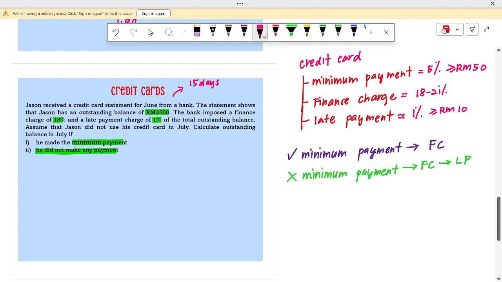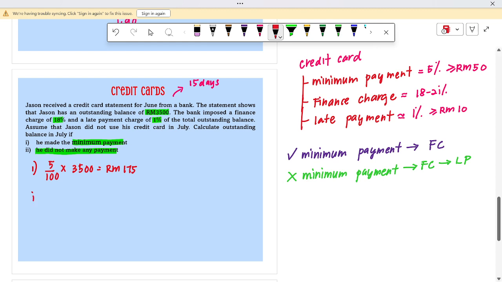So I forgot to add the timeline. So I'm adding here a 15 days period. Okay. So the first step, he has made the minimum payment. Let's calculate your minimum payment. Minimum payment is 5 over 100, 5% times 3,500, which will give you RM 175. Since this is more than 50 ringgit, your minimum payment is 175.